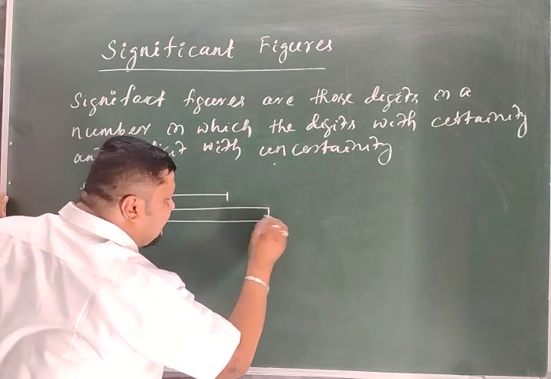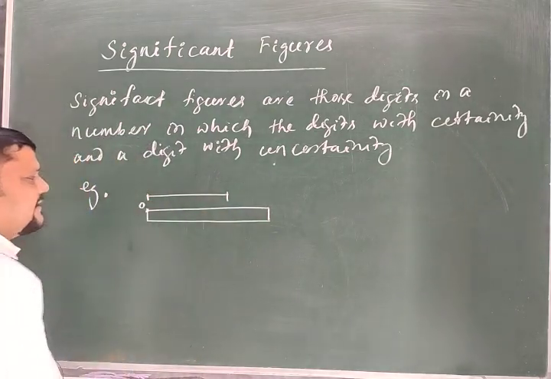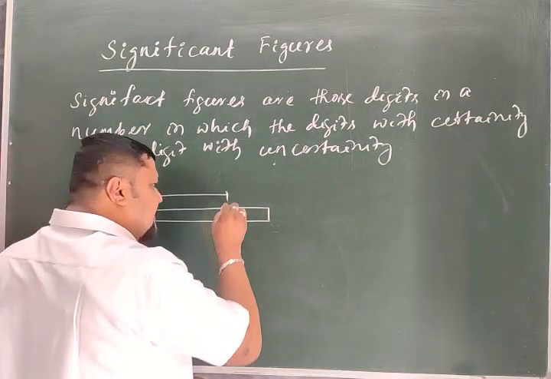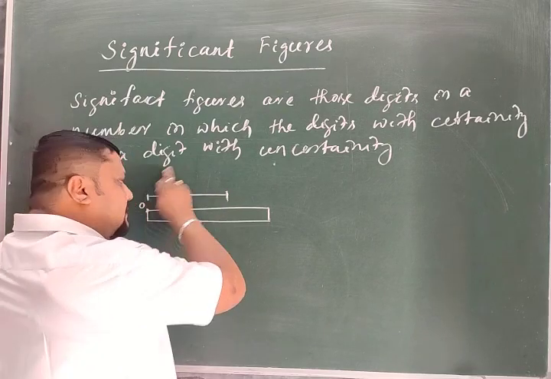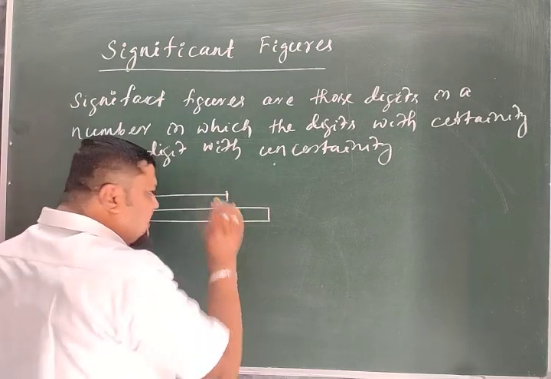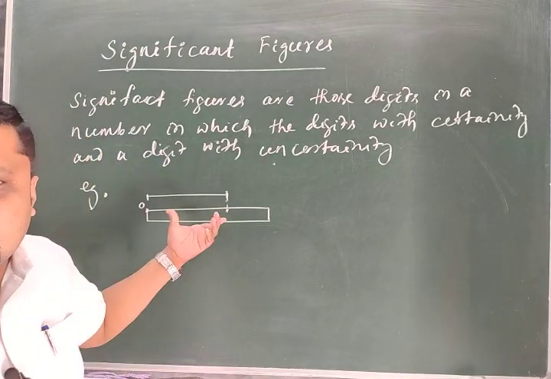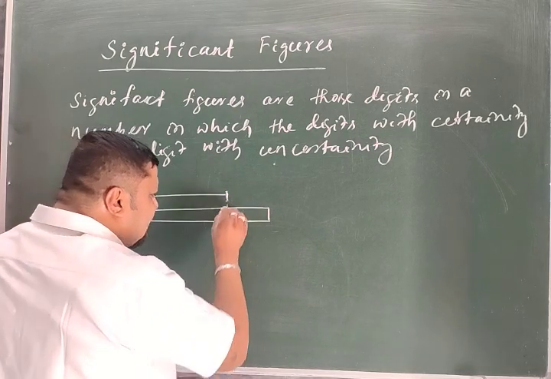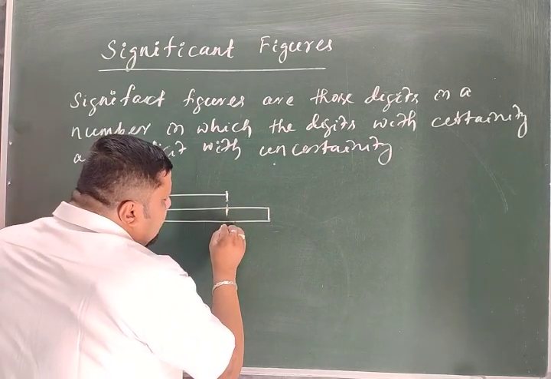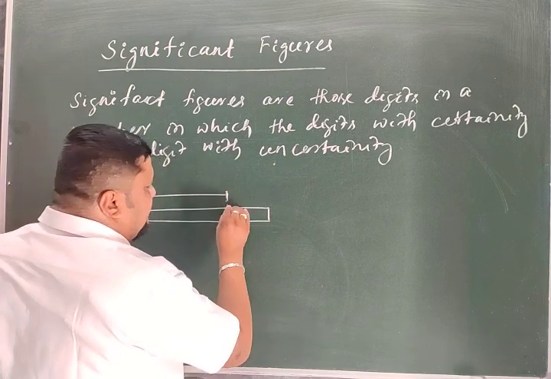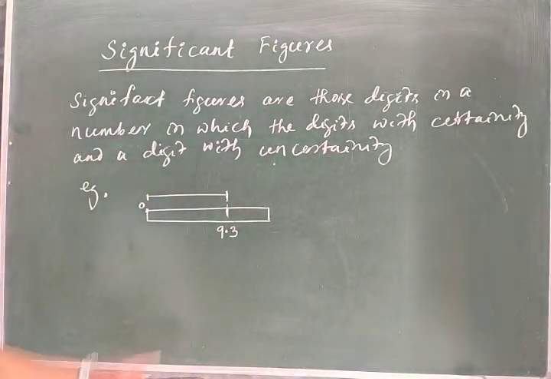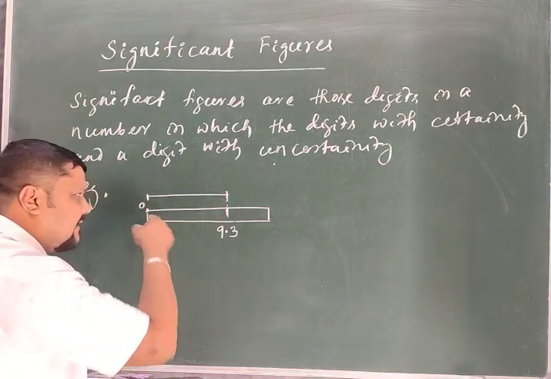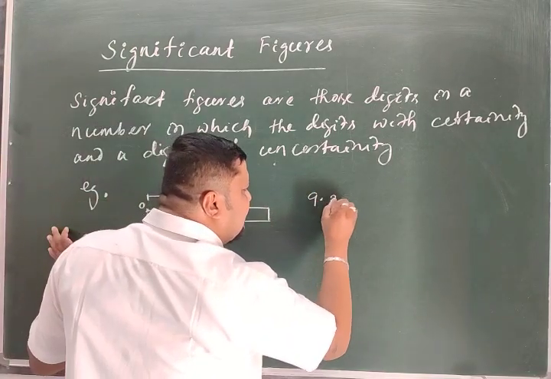and the zero of the scale coincides with one end, then the other end of this coincides with that number, which gives you the length of this line. So suppose it coincided here with 9.3. So when you measure by this meter scale, you will say that the length of this one is 9.3 cm.